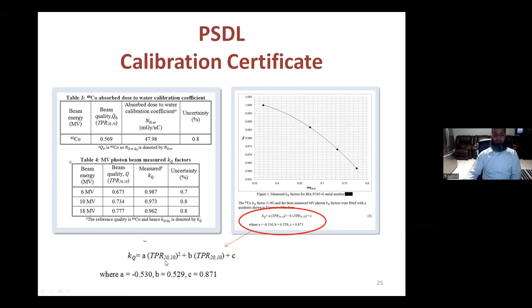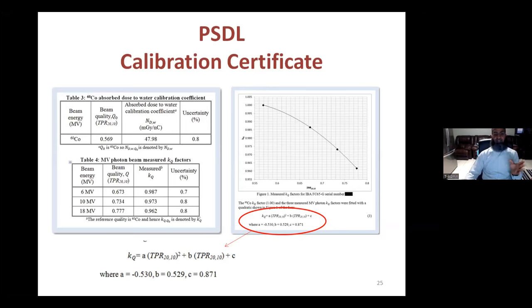So you just have to do what you have to do. You get your TPR 2010, put it in this formula with these constant values, and you get your KQ. This is called the direct beam calibration, and it can reduce your uncertainty by around 0.1%.